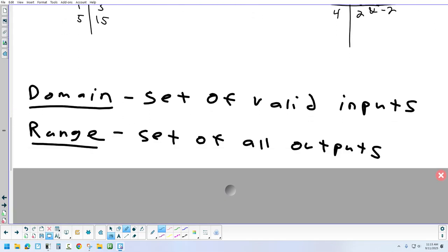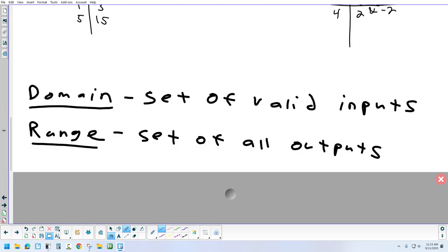Kind of already said that to you, more or less in other words. So again, domain, that's what you are allowed to plug in. Range, that's the answer you get back. I wrote the word valid there. That just means don't plug in a number that would cause you to divide by 0. And don't plug in a number that would cause you to take the square root of a negative. If you plug in a number that causes you to divide by 0, that's an invalid input.